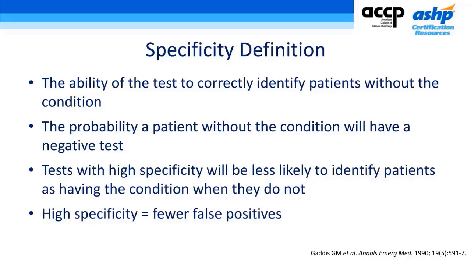So the way I remember that is fewer false positives, specificity, the P's in specificity and positive, and then consequently for high sensitivity, fewer false negatives is the N in negative and sensitivity. It's just little tips, how I remember these slight differences.